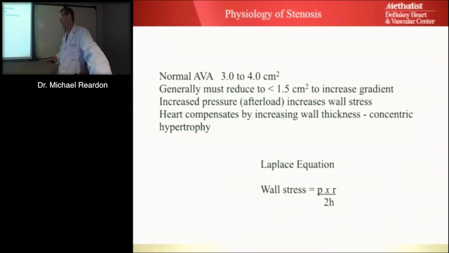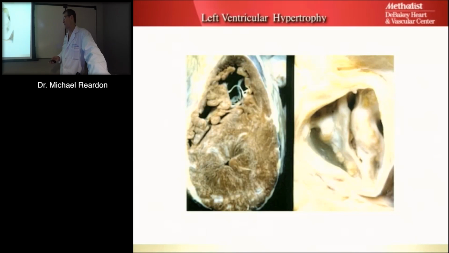So what the heart tries to do is it tries to decrease the numbers on the top and increase the numbers on the bottom. Well, decreasing your pressure is not a good deal. And you can only decrease your radius so much. You really can't get much smaller. And so the only option it has is to thicken up.